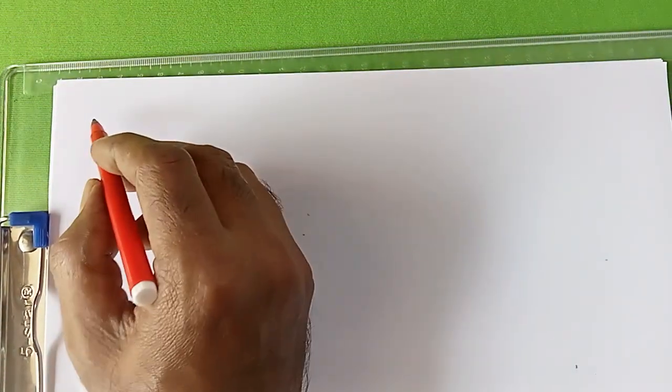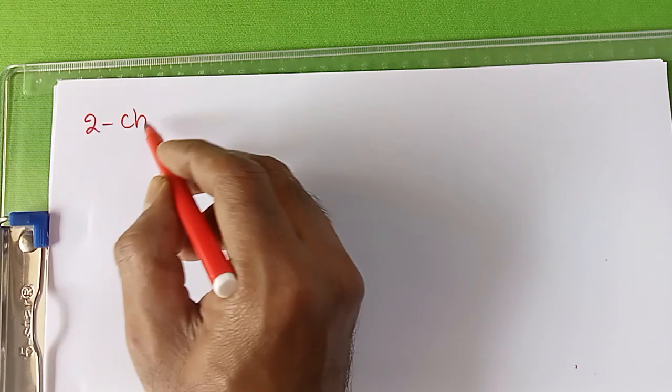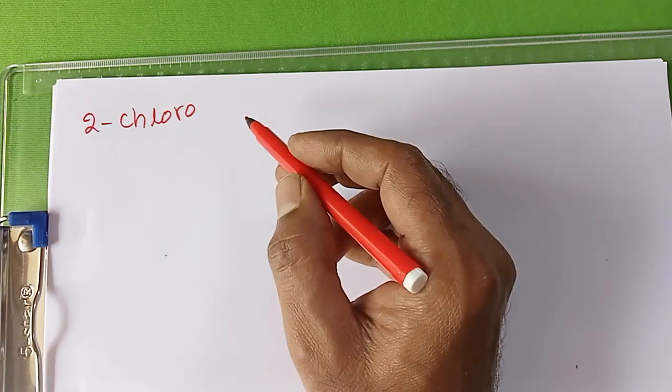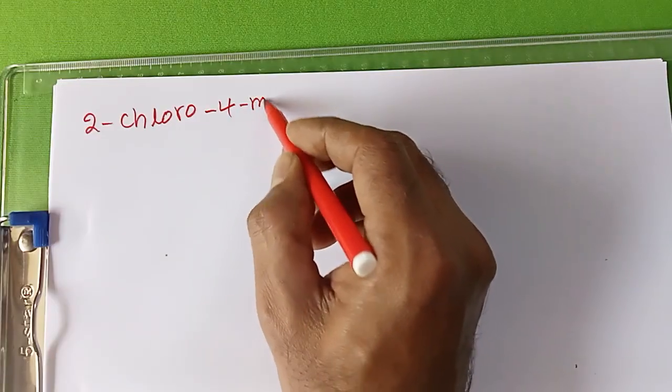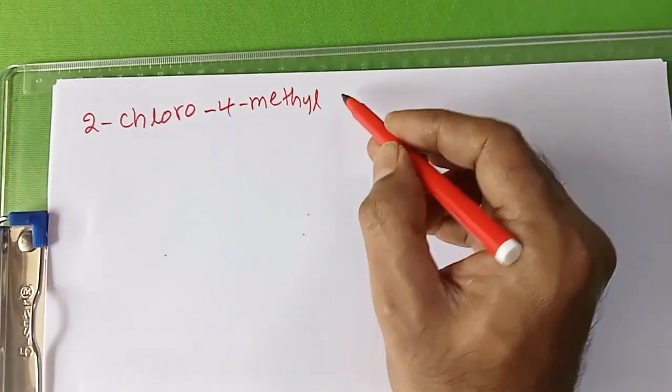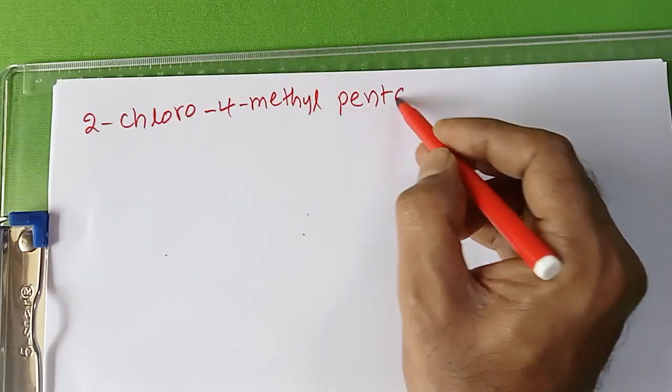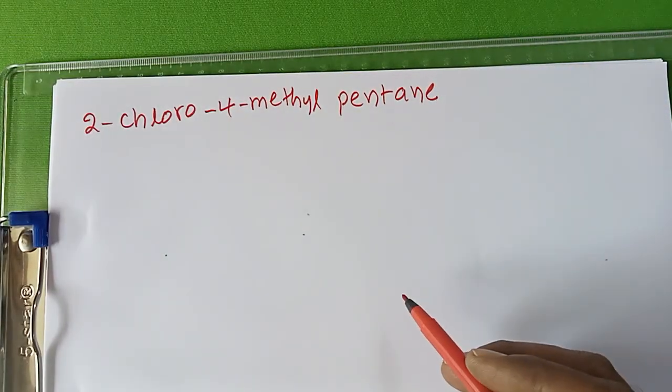2-chloro. So in the next page we will see this one. 2-chloro. Next, take the substance 4-methyl pentane. This is one name.